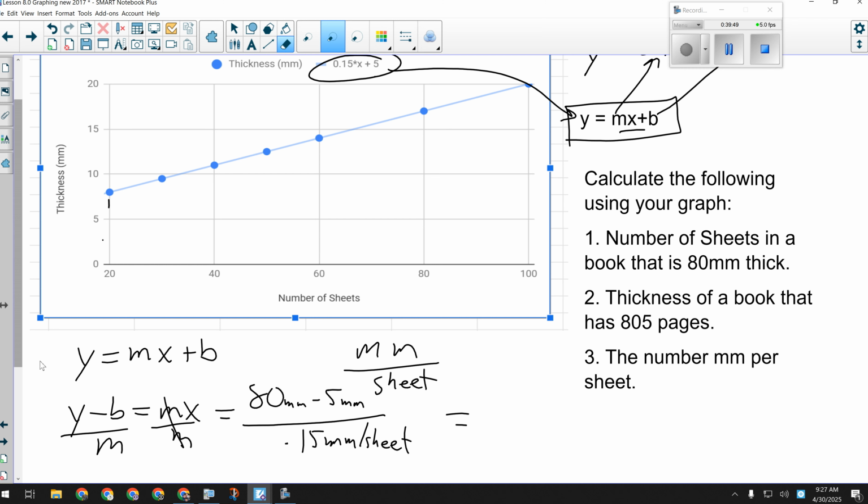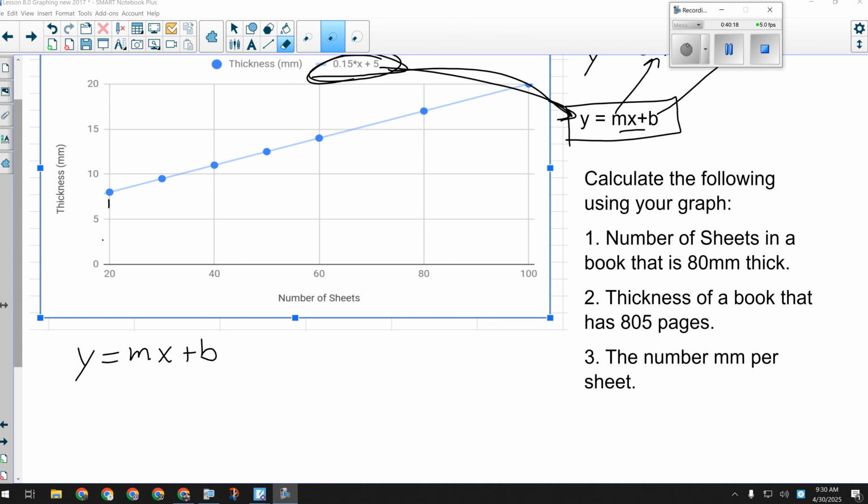What does number 2 want? It wants me to calculate a Y value. How do I know that? It wants to know the thickness of a book. Thickness is on the y-axis. All right, I want you to try and do this one. I want you to calculate the thickness of a book that has 805 pages using this equation.